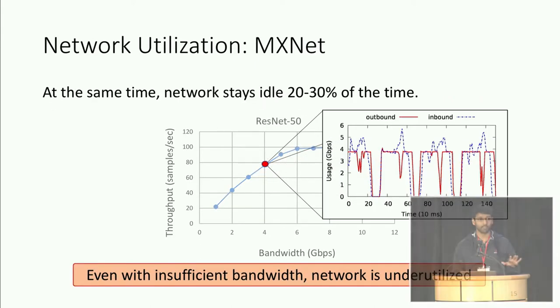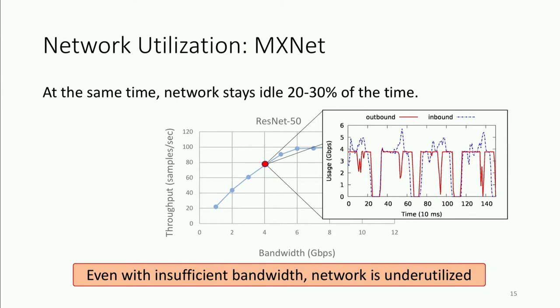Now, at the same time, if you look at the network utilization graph at this point, the network stays idle 20 to 30% of the time. This means even though the network bandwidth was insufficient for training, the framework ended up underutilizing the network and then pays more penalty on the training throughput.